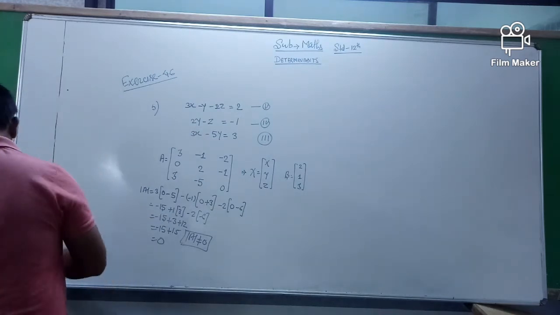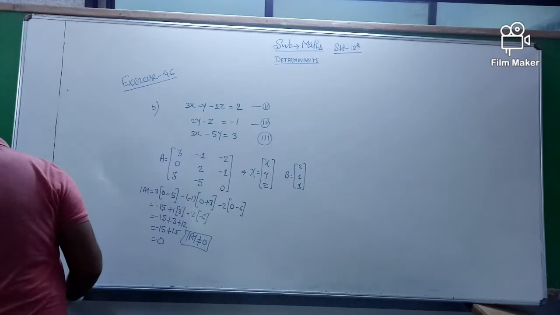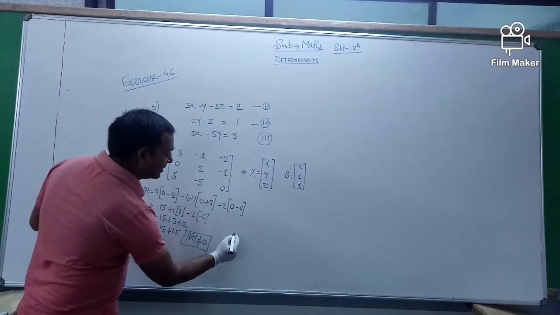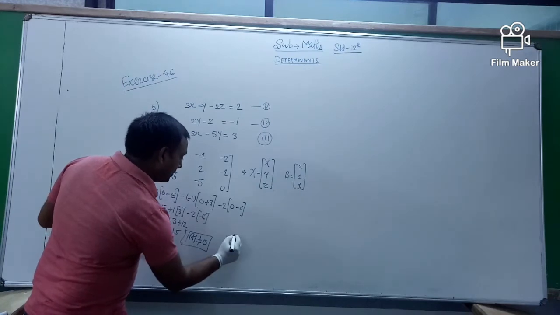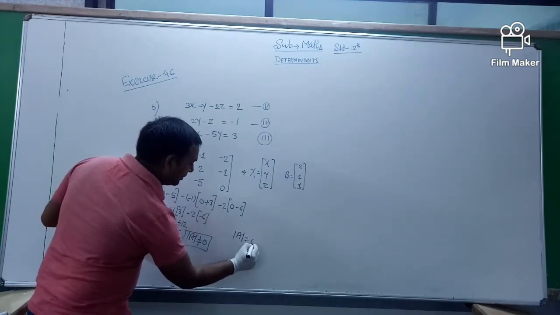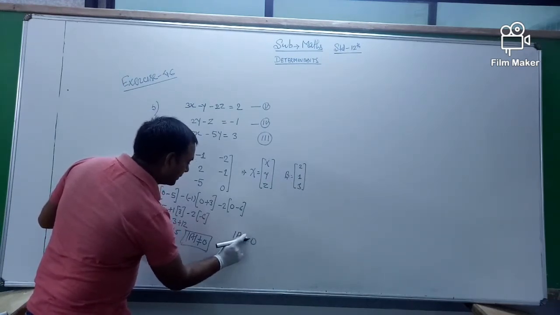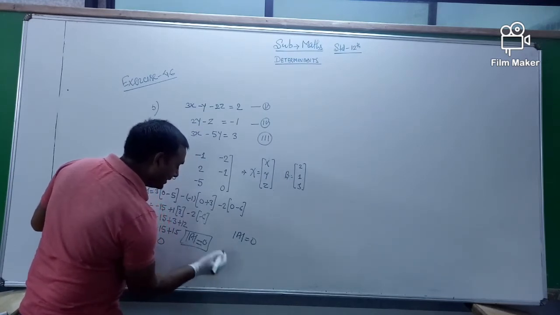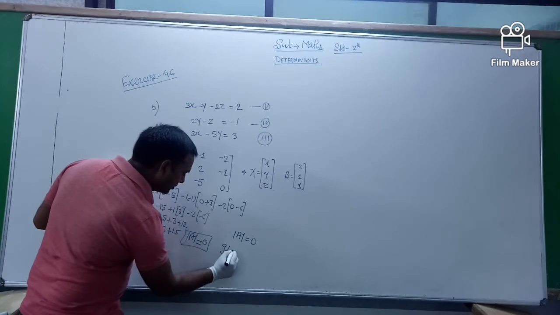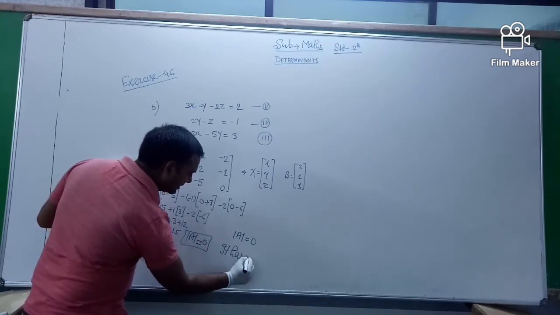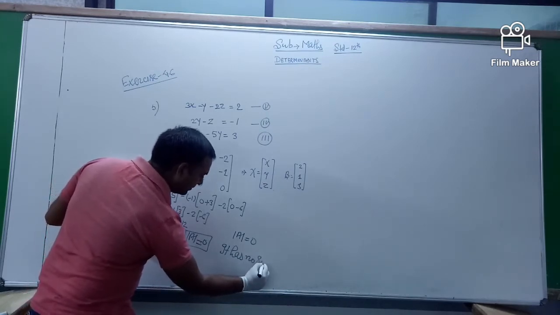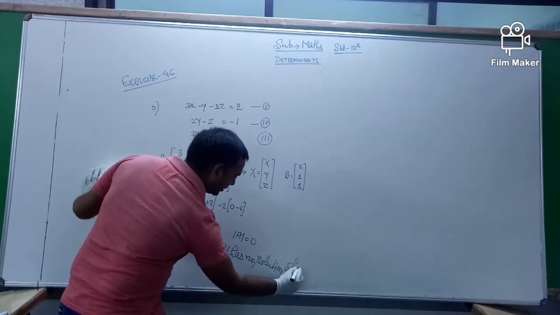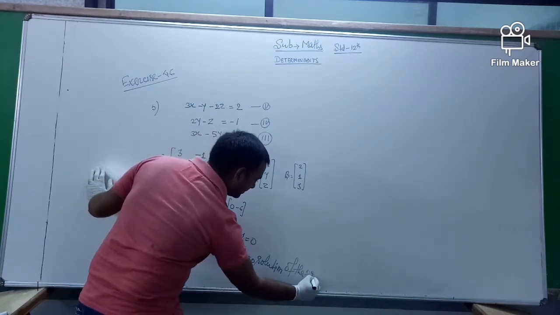So you can say this is inconsistent, because there is no solution, since mod A is equal to 0. Then you can say it has no solution of the equation. Okay.